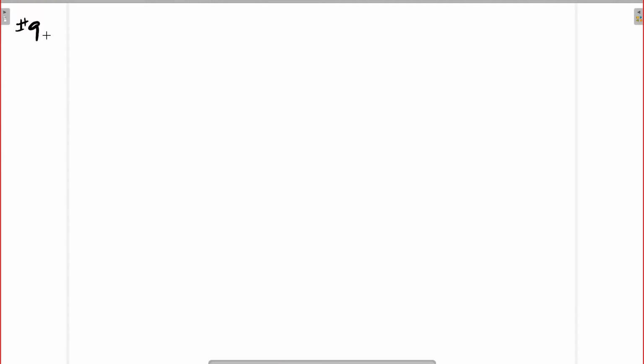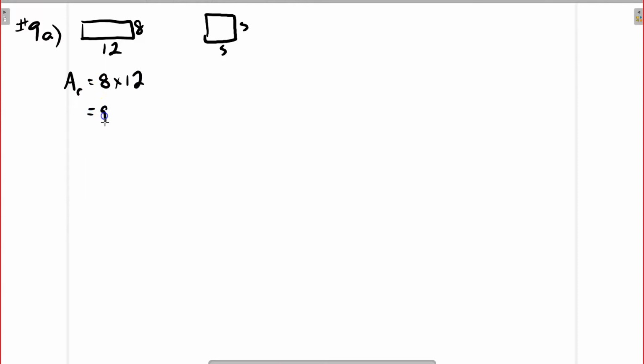Number 9. It says find the side of a square equivalent to, and then we've got 4 different problems we need to solve. So 9a, we've got an 8 centimeter by 12 centimeter rectangle, and we want to find the measurement of the side of a square that's equivalent. Right, so we're looking for s. The first thing we need to do is find the area of that rectangle. So the area of the rectangle, 8 by 12, is 96 square centimeters.